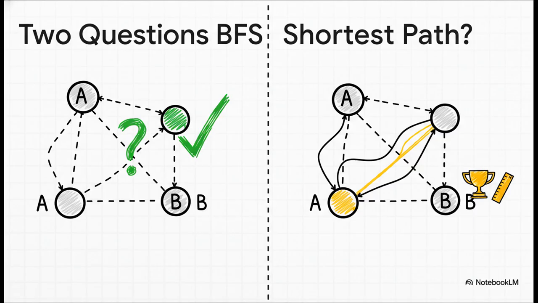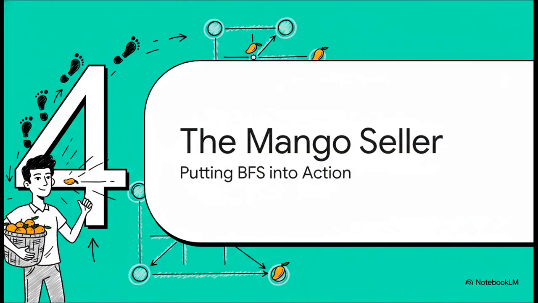First, it can just tell you, hey, is there even a path from point A to point B? But more importantly, it doesn't just find a path. It finds the absolute shortest one. Now, to see how BFS actually pulls this off, let's switch gears. We're going to use a new analogy, something a little more personal. This is going to let us see the step-by-step logic in a way that just clicks.